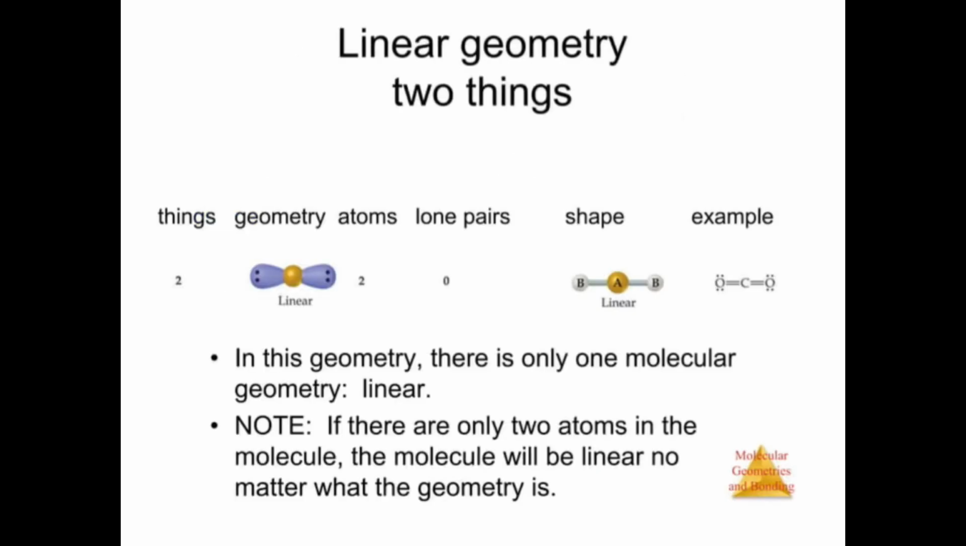Okay, let's look at the linear geometry that has 2 things. Don't forget, we are using things. In the linear geometry, you have 2 things. An example is CO2, carbon dioxide. CO2 is having just 2 atoms attached to carbon, which are the oxygens. You have only 2 atoms here. The arrangement is like this.